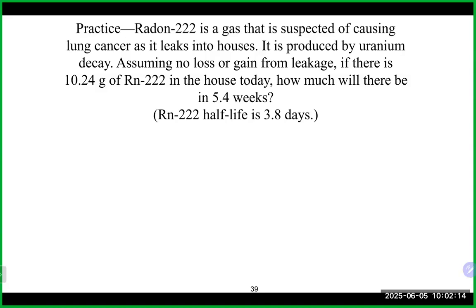Radon-222 is a gas causing lung cancer and leaks into homes. It is produced by uranium decay. Assuming no loss from leakage, if there's 10.24 grams of it in the house today, how much will be there in 5.4 weeks? The half-life of radon-222 is 3.8 days. So see what you come up with here.